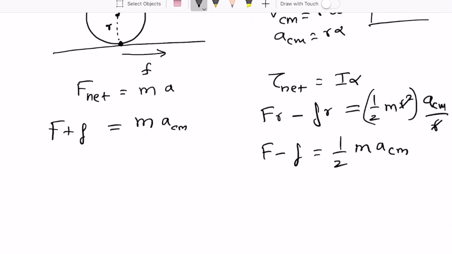So now if you want to solve these equations, this is our equation number 1, and this is our equation number 2. The easiest way to solve them would be to just add up the two equations. So 2F is equal to m ACM plus half m ACM, which is 3/2 m ACM. And so from here we can easily solve for ACM.